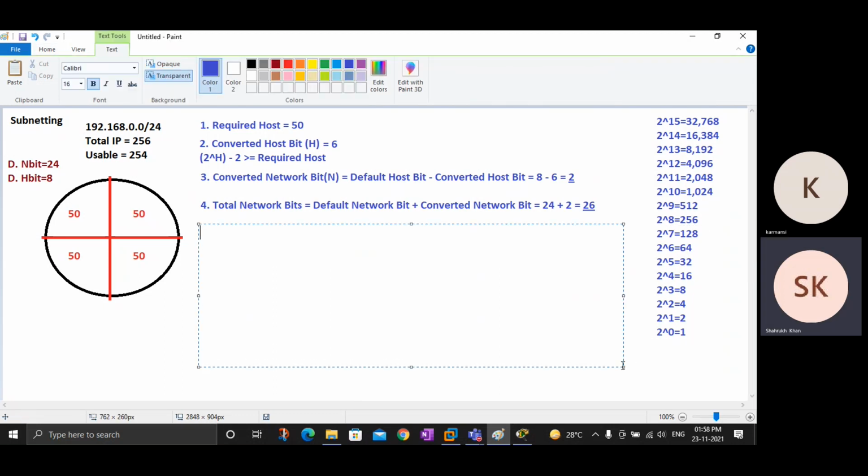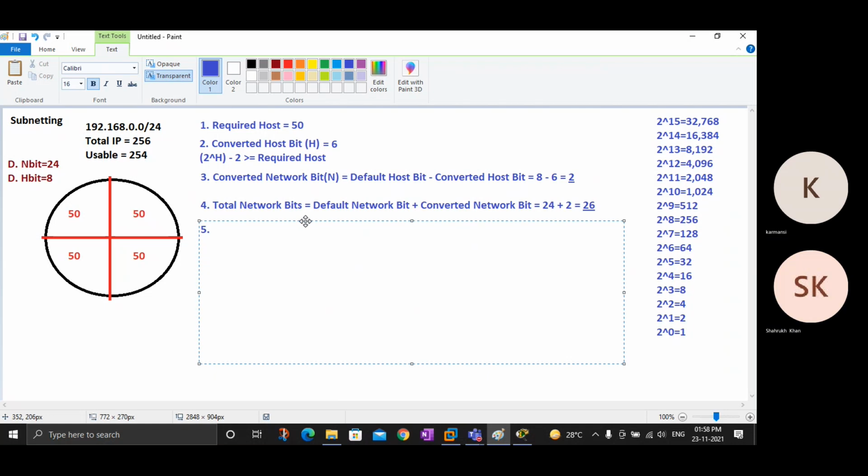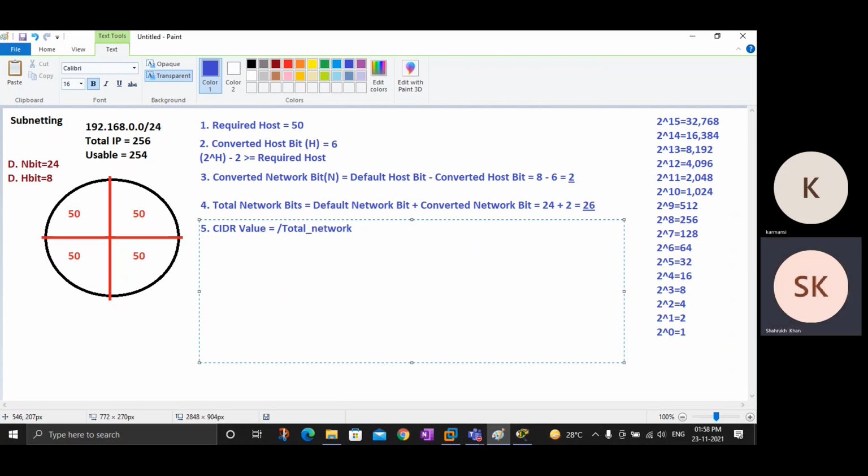After that, the fifth value, that is the CIDR. It is nothing but the total number of network bits with a slash. The total network bits we got from the fourth point was 26. So CIDR will be slash 26.